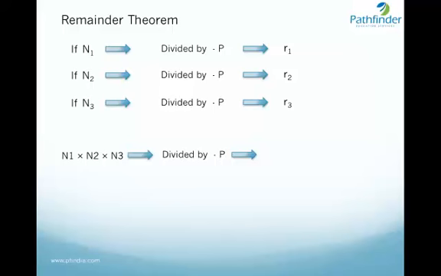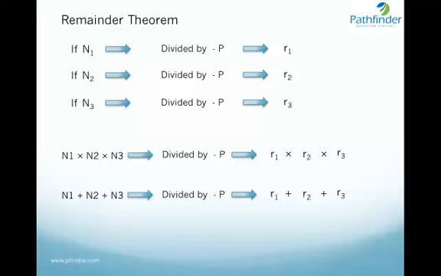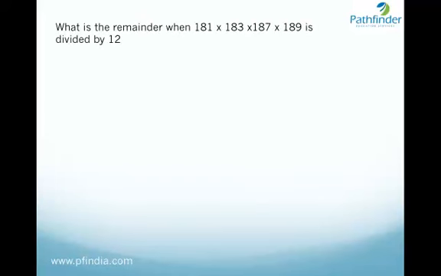All we need to do is multiply the remainders that we have obtained previously. So the remainder when we divided n1 by p is r1, when n2 was divided by p the remainder is r2, and r3 for n3. So when n1 into n2 into n3 is divided by p, the remainder is r1 into r2 into r3. Similarly, when n1 plus n2 plus n3 is divided by p, the remainder will be r1 plus r2 plus r3. This is the statement of remainder theorem. Let us solve one more question based on this.